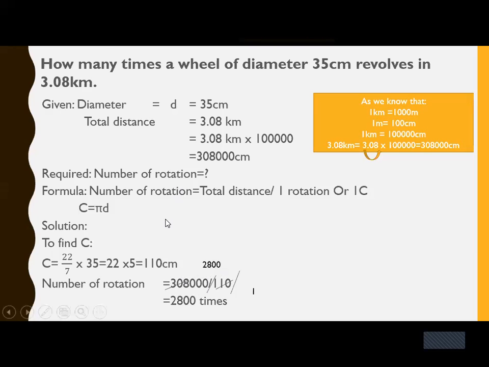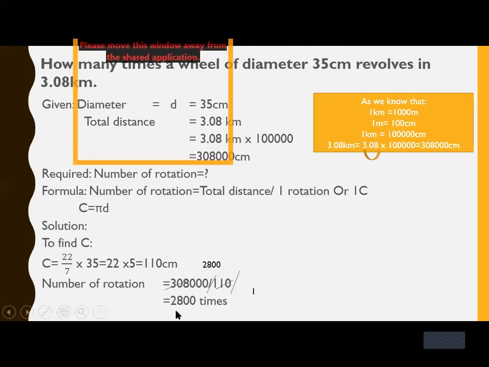2800 times. How many times does this wheel of diameter rotate? 2800 times it rotates. How many rotations are there? 2800 times it rotates.